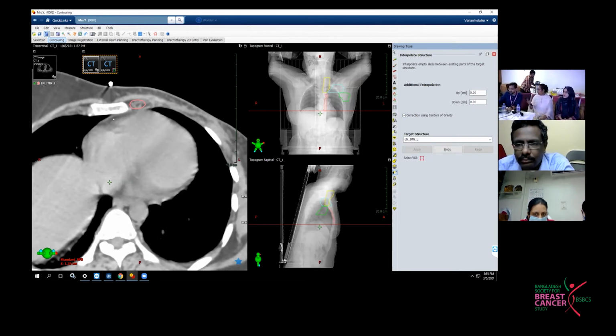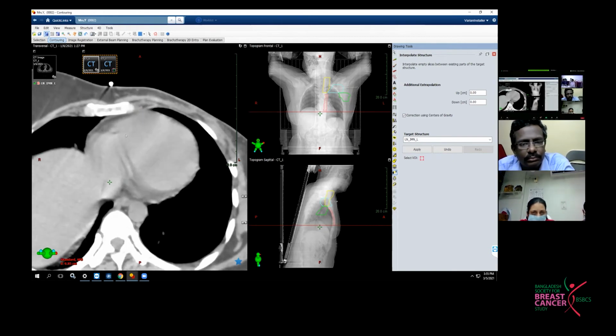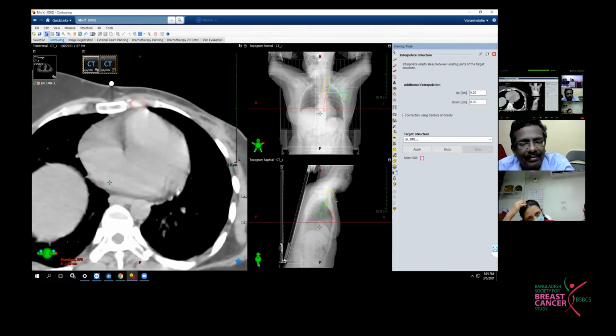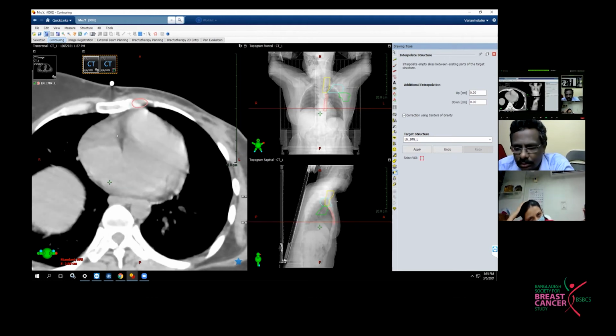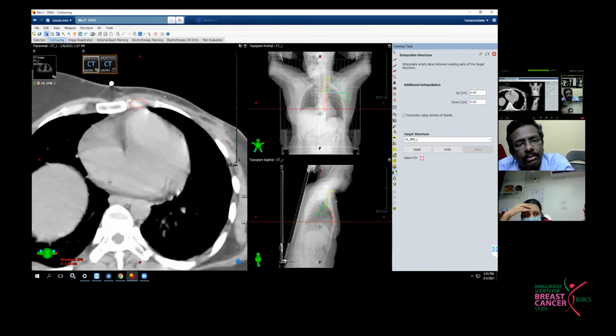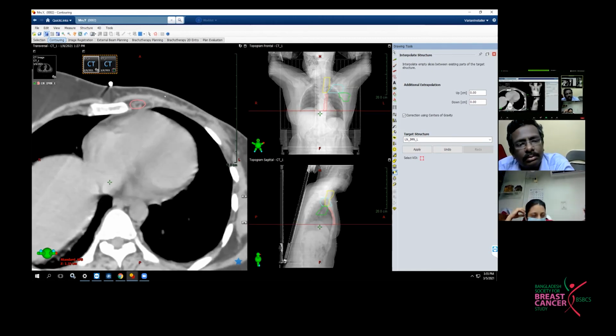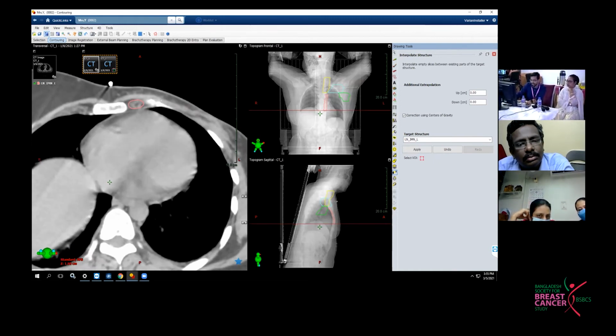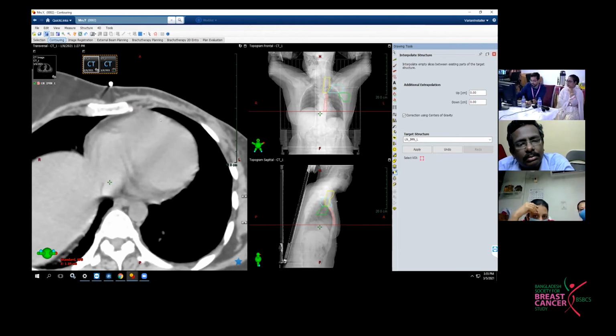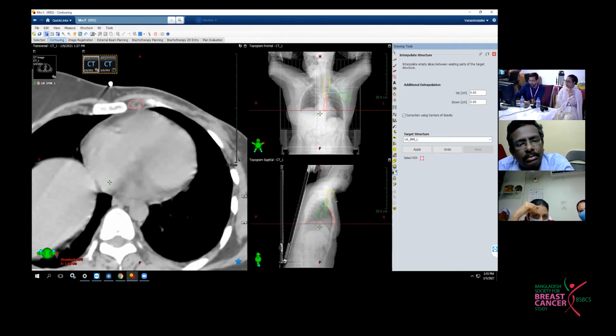So, have you finished? Yes. Tell us where you will start and where you will finish. So I have said the superior border. The cranial border is the caudal border is the superior aspect of the fourth rib. The fourth rib will be coming this way.